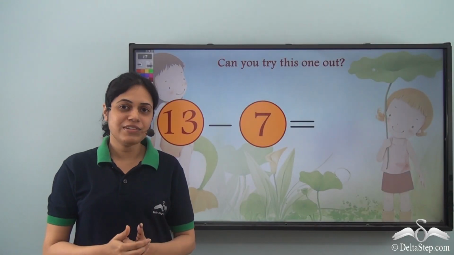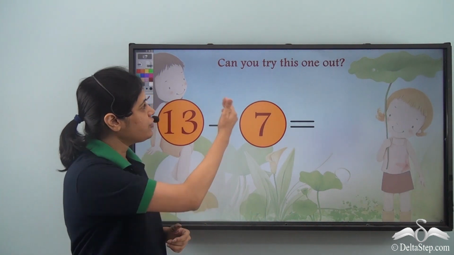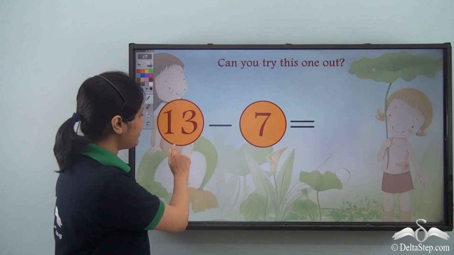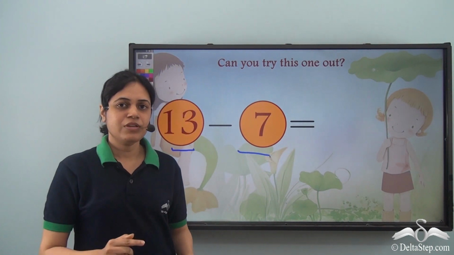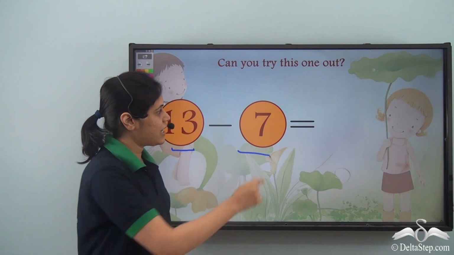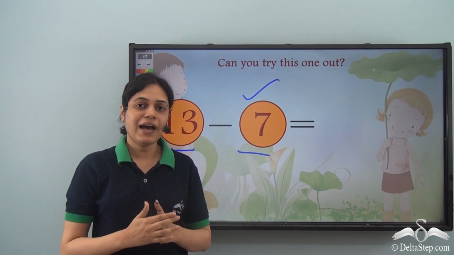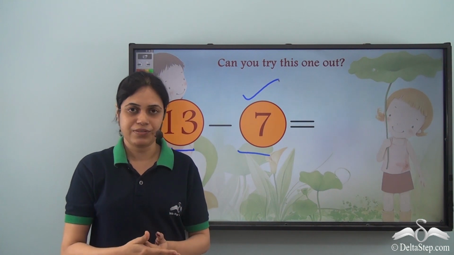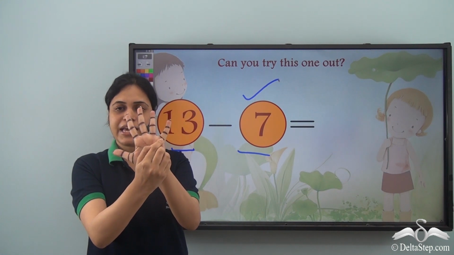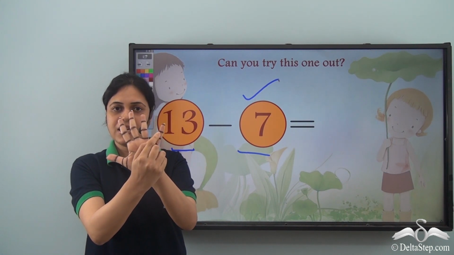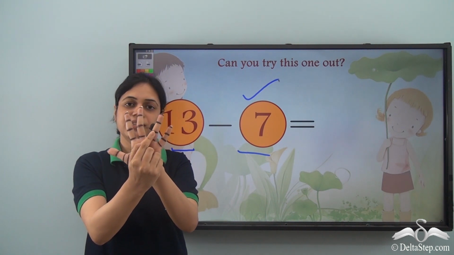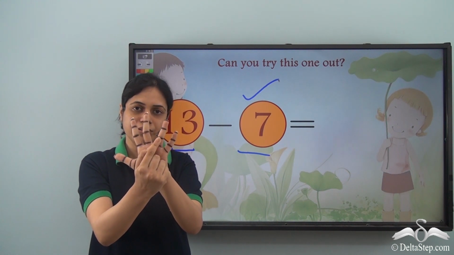So now that you have learned this new method of subtraction, can you try out this one and see whether you get it correct or not? Well, we have 13 minus 7. So where do I start from? The first number or the second number? In this case, I start with 7 and I start counting after 7. So after 7, I start counting from here. 8, 9, 10, 11, 12, 13. I need to go till 13 because 13 is the bigger number.